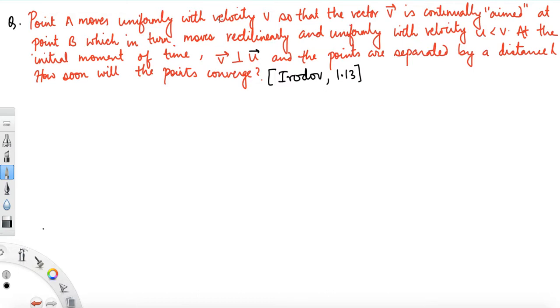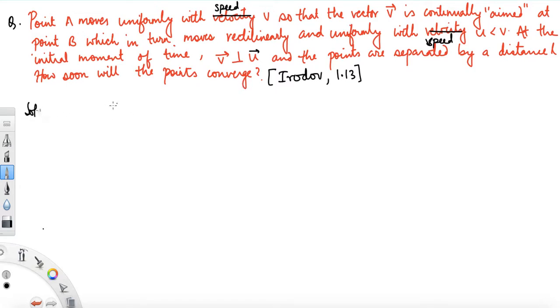By the way, here Irodov refers to this velocity as speed. I consider it as speed. Here also this velocity as speed. I mean this speed, Irodov refers to as velocity. Fine. Let's solve this question.